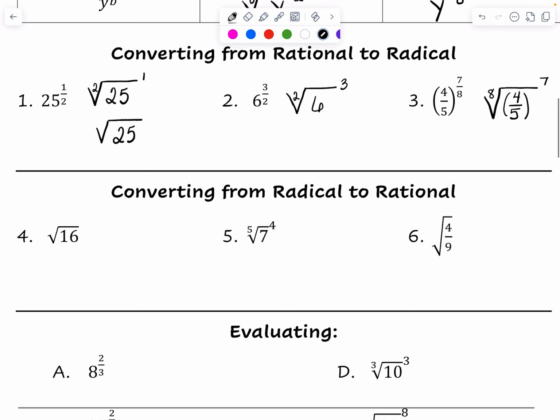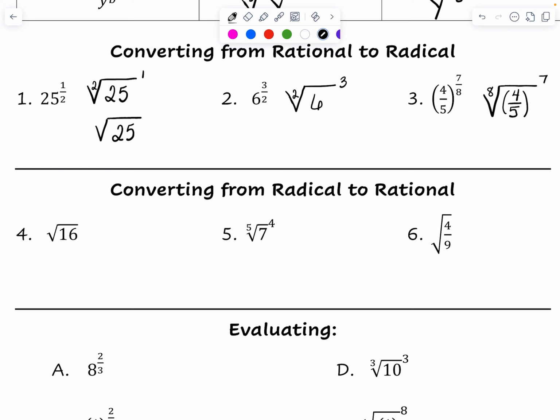Now, what about from a radical to a rational? Well, that's just the same thing. So here, I know that the square root of 16 is 4, but we're practicing writing this. So know that the exponent here is 1 and the index is 2. Even if they don't write them, we need to know that. So when we write this in a rational form, that is 16, 1 over 2 for the exponent. This one here, our base is 7, and then our exponent is 4 over 5.